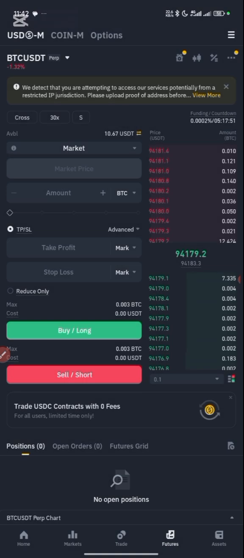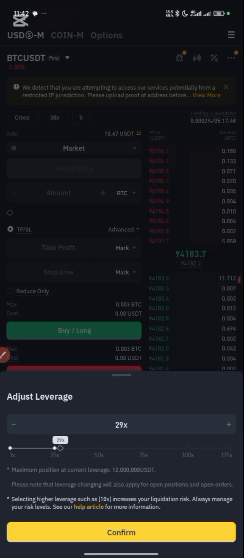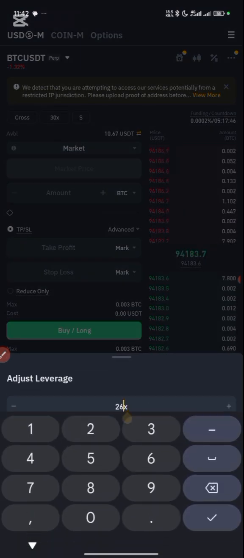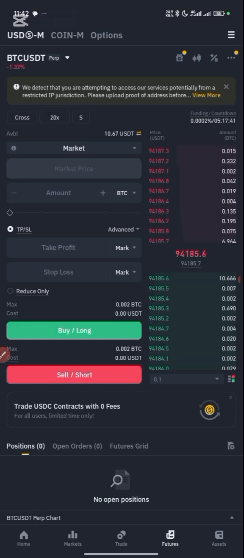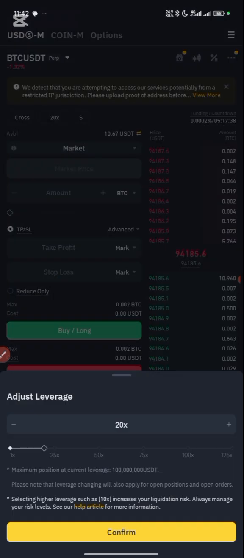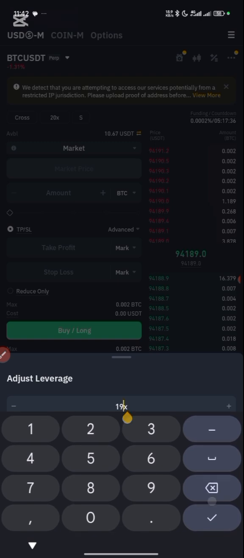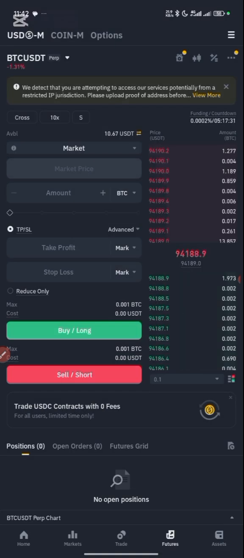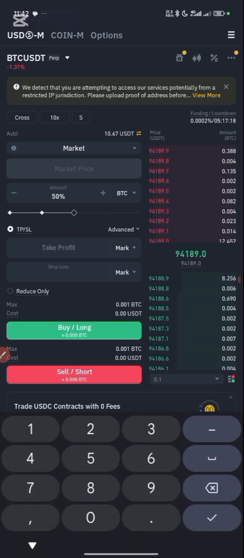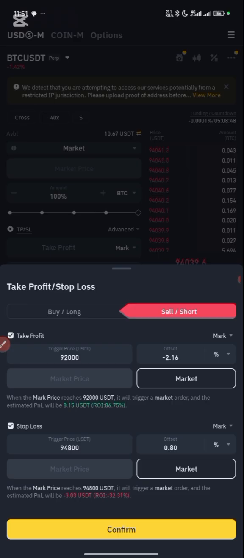So I will show you here. Let's say you are trading with 20x, you can just input it here, 20x. Okay, confirm. Trading, let's go with 10x. Now I want to trade with $5 now. I just select half of it, so 50% of my account balance is $5. So this is where you input your take profit and your stop loss. So I'll show you how the trade is now.